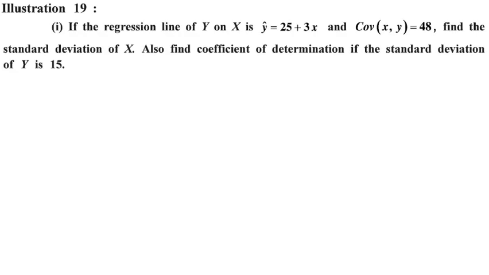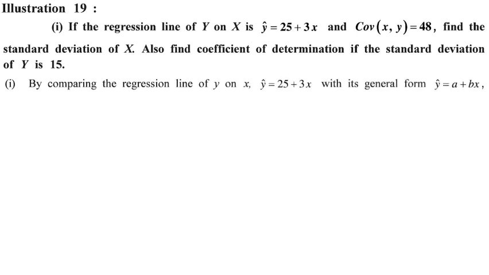Illustration 19. First question here is the regression line is given 25 plus 3x, covariance is given 48, and we have to find the standard deviation of x, sx. That's the first question. Second question, we have to find r square when standard deviation for y is 15. So what we are going to do, we will compare the regression line with our formula. Regression line given is 25 plus 3x and our formula is a plus bx. So if we compare these two things, a will be 25 and b will be 3.